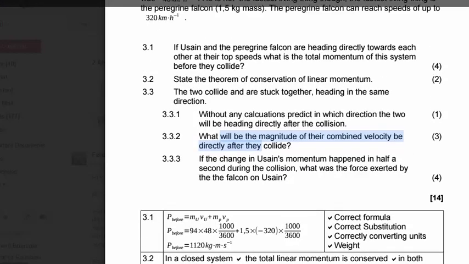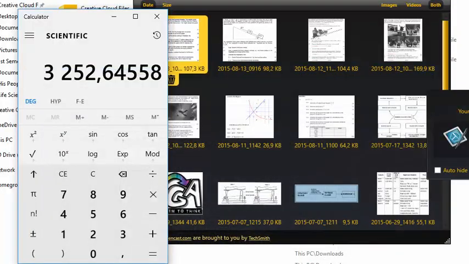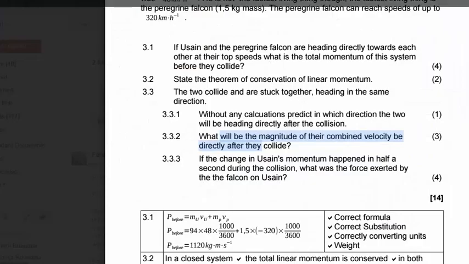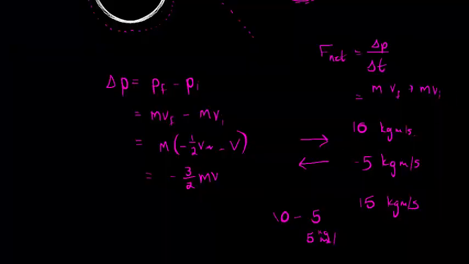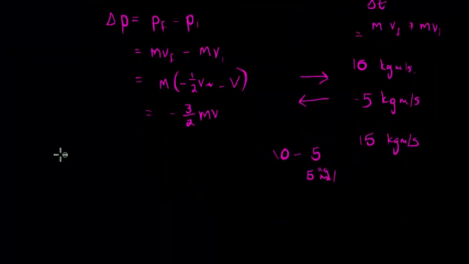If the change in Usain's momentum happened in half a second during the collision, what is the force exerted by the falcon? Okay, that is the one I said for moderation. So all of those errors were fixed. So he's asking what is the force that Usain is experiencing. So it's change in momentum over change in time. Now, just important, this is not the change in the momentum of the system. The change in momentum of the system doesn't change.